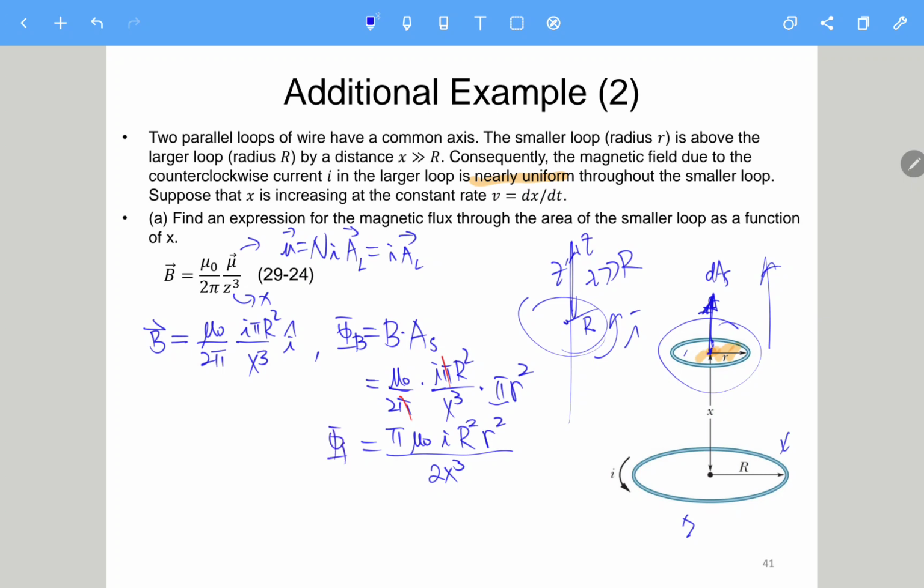So phi B is this one. So this is the answer to question A. It asks you the magnetic flux through the area of the smaller loop as a function of x. So this is a function of x. All the other variables are constant. Okay, so we'll make use of this expression.